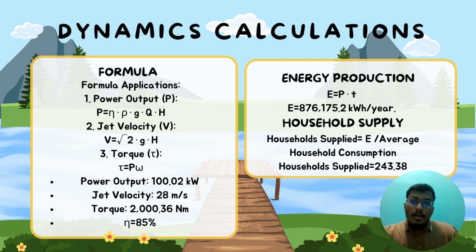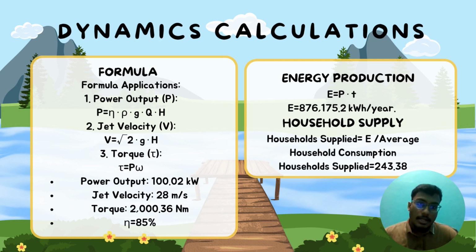Secondly, we calculated the jet velocity using the formula v_jet equals the square root of 2gh, where we calculated the jet velocity as 28 meters per second. Lastly, we calculated the torque using torque equals power divided by omega, where we assume the rotational speed omega is 50 radians per second. So the torque is around 2000.36 newton meters, ensuring sufficient rotational force to the system.